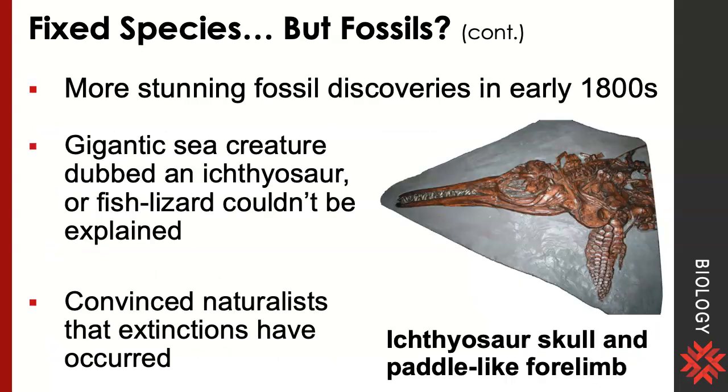Well then, as naturalists continued to question this, more and more fossils started to get discovered. Eventually, in the early 1800s, this fossil here of an ichthyosaur skull was discovered. And that's when naturalists were really starting to say, okay, this is nothing like anything that we see now. This has to be some form of extinct species. So species must not be fixed. They must change somehow over time.